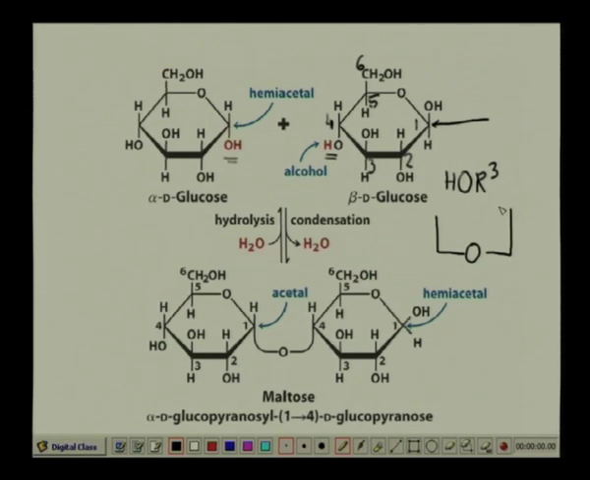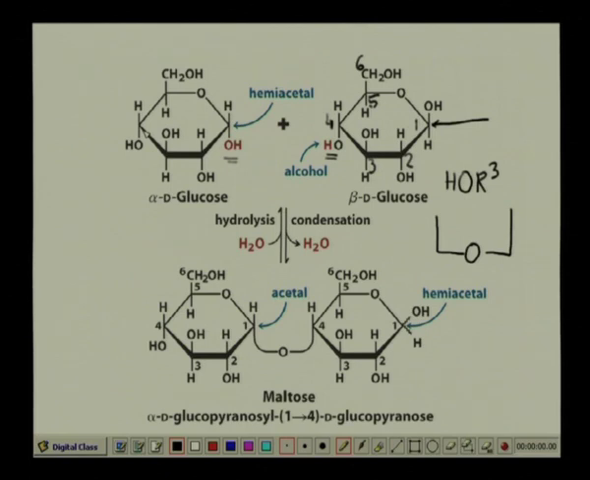Is that clear? So, we had our glucose. It has cyclized to form the hemiacetal. We now are linking it with another monosaccharide moiety to form a disaccharide. The linkage is a glycosidic linkage because we are linking sugars. It is an O-glycosidic linkage because the linkage between the sugars is by an oxygen.